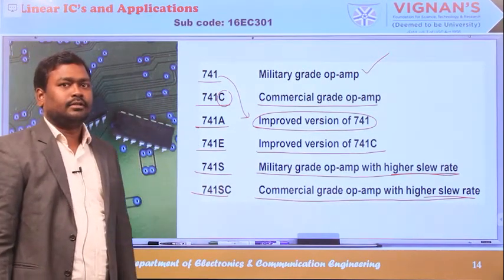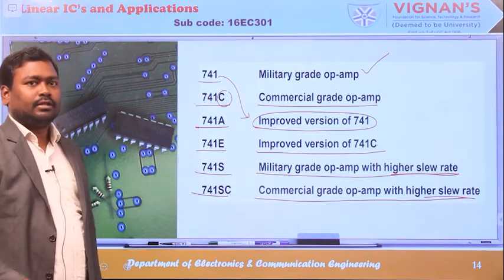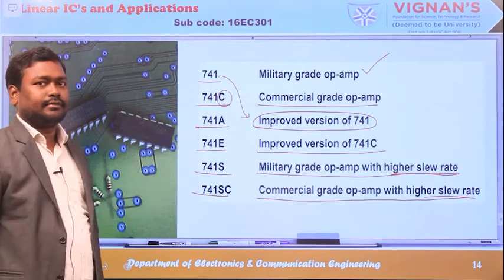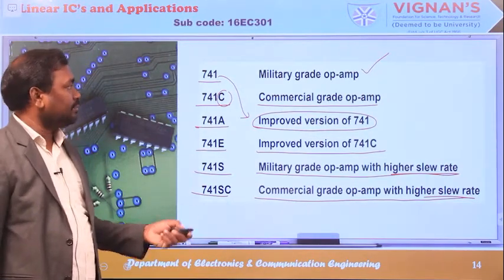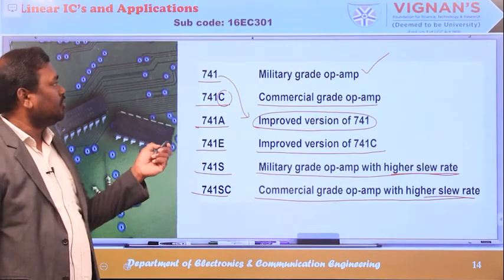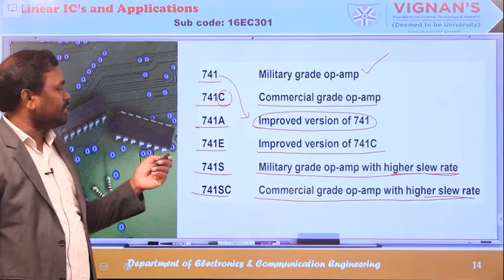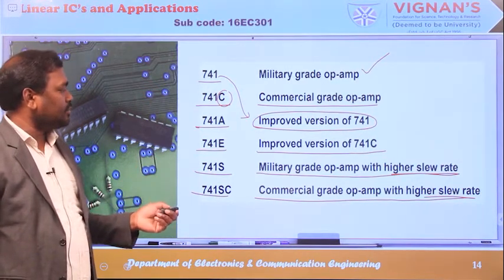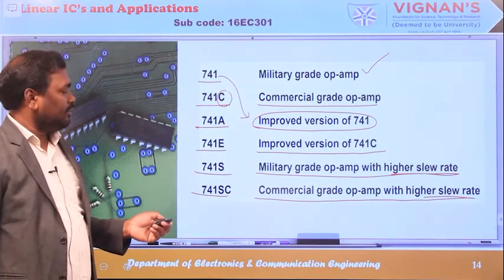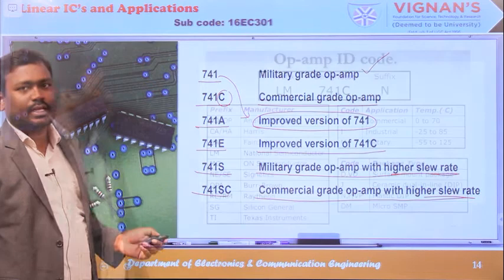So don't blindly go for the 741. Based on your requirement, select the IC. If it is a military application, then go for 741. If it is a commercial application, go for 741C. If you need high slew rate for military application, go for 741S. If it is a commercial application and you need high slew rate, then go for 741SC.